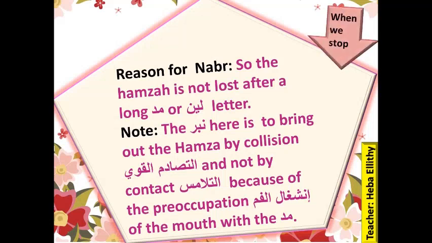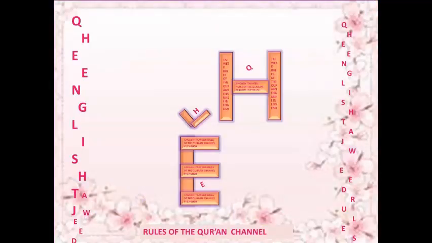This is when we stop. So we finished the two cases of when we stop. The first case was the letter with Shadda, and we talked about the exception on it. Today, we talked about the Hamza when we stop on it after mad or leen letter. How can we stop on it? This is the second case of Nabr. Our lesson for today is done.